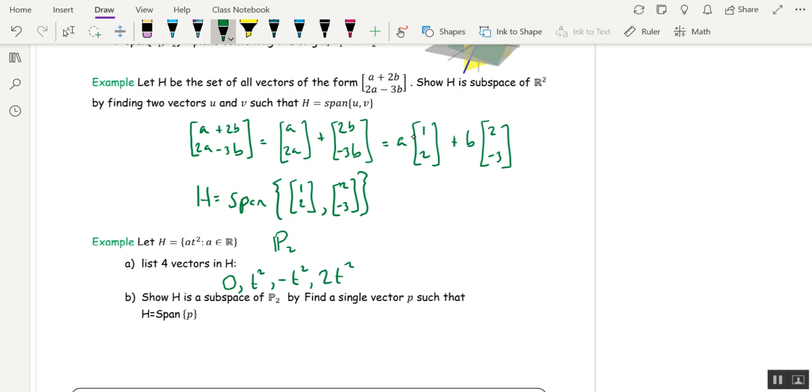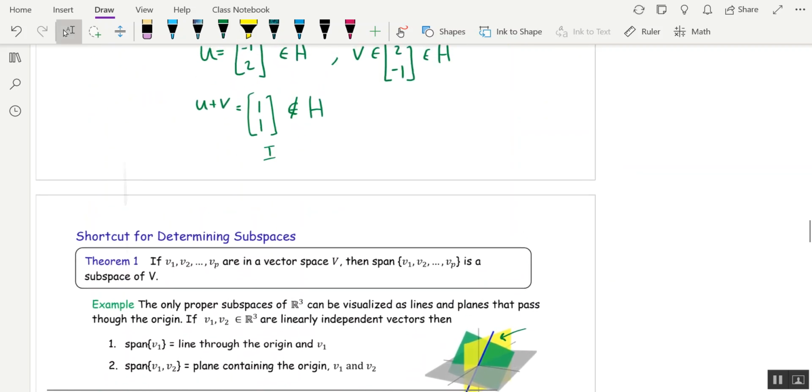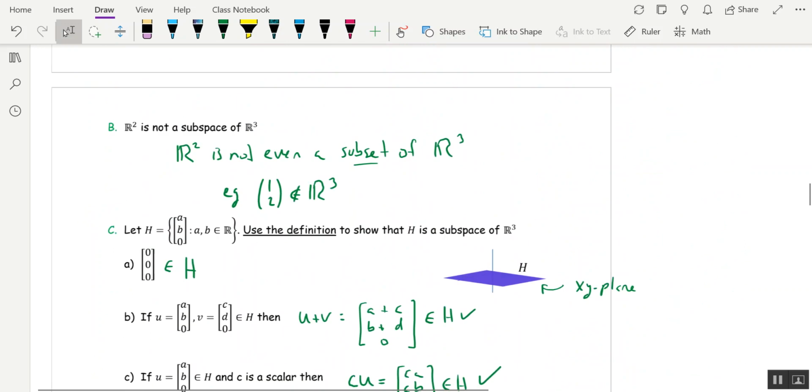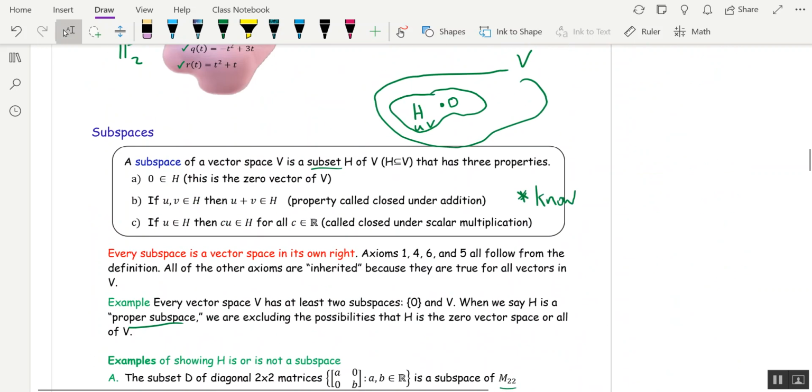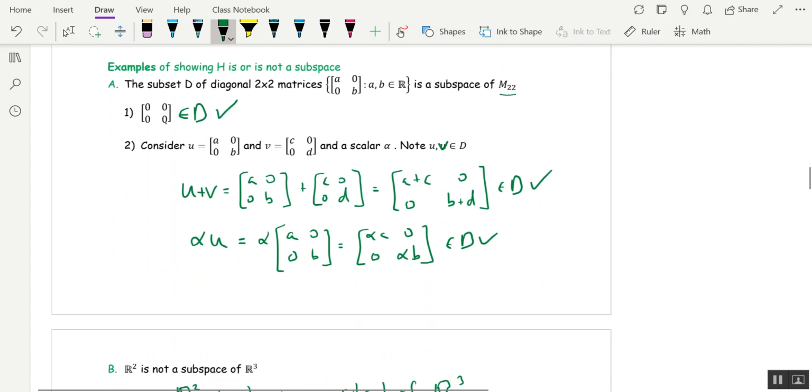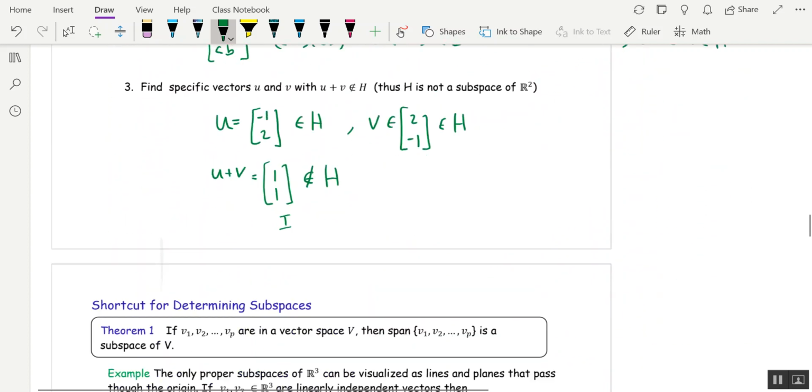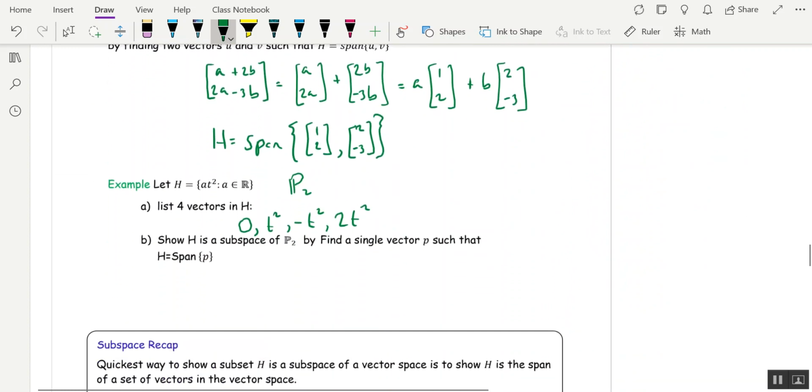So I could show H is a subspace by verifying the axioms in the definition. I could go through the long, arduous process. It's not really long or arduous, but I could go through and show that these three conditions hold by hand, or a quicker way, I could just show H is the span of a set of vectors. So how about this? H equals the span of the single vector t squared.